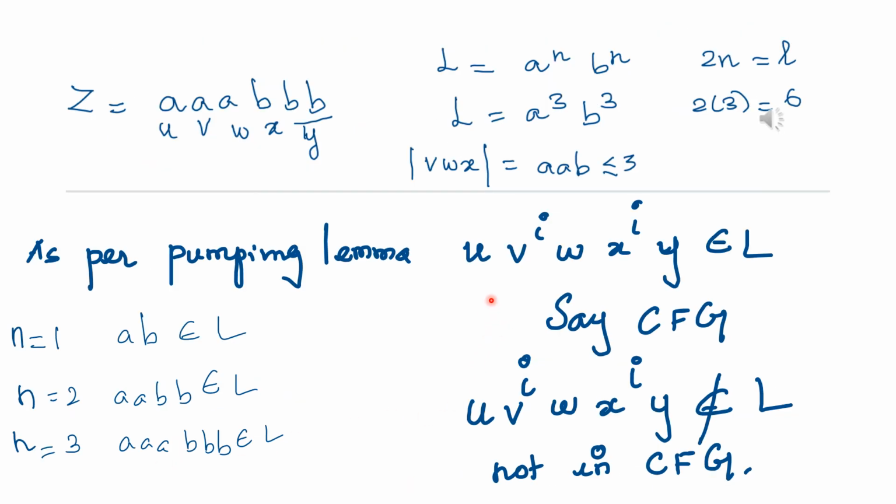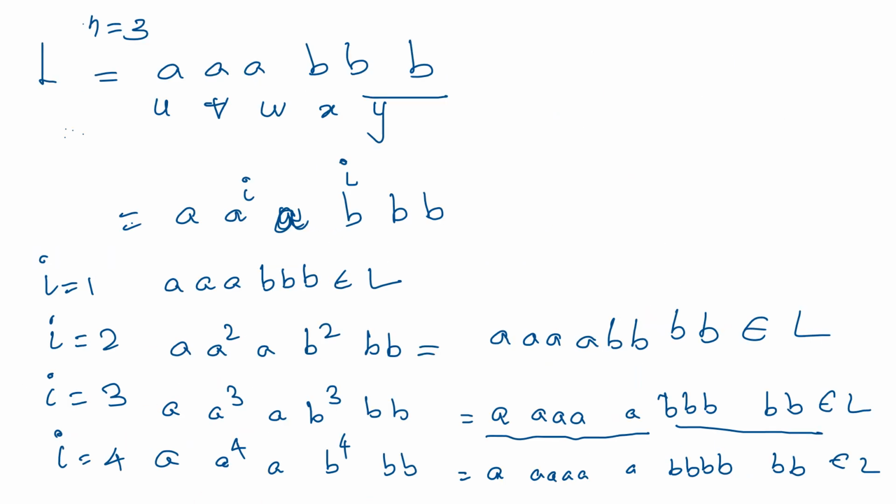So after that we can use the pumping lemma. For example, n equal to 1 we get the string ab, n equal to 2, n equal to 3, like this. Then we are going to check whether it is accepted or not. Assuming n equal to 3, we get the string, and here we can break it into u, v, w, x, y. Then we apply the pumping lemma.